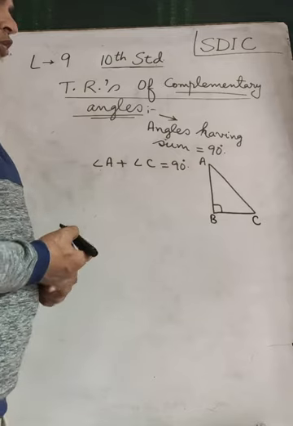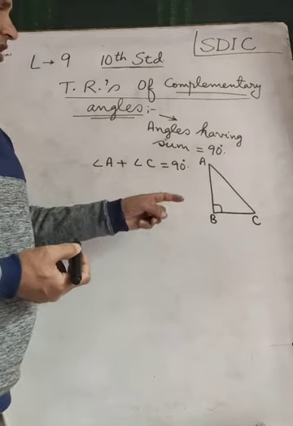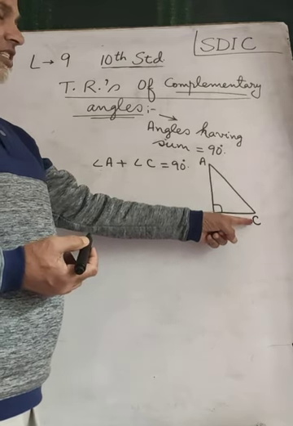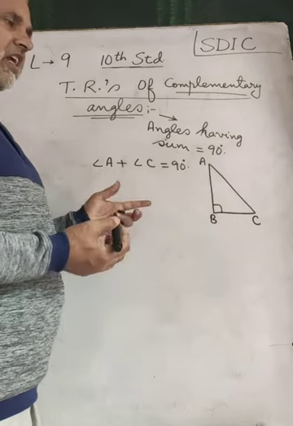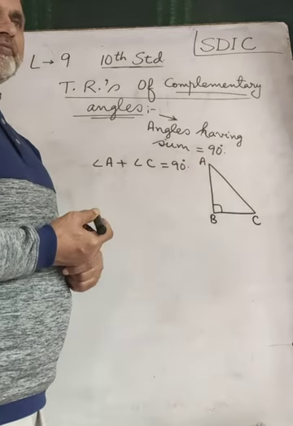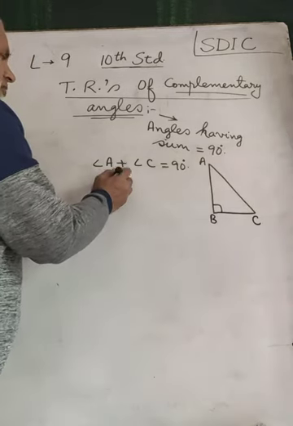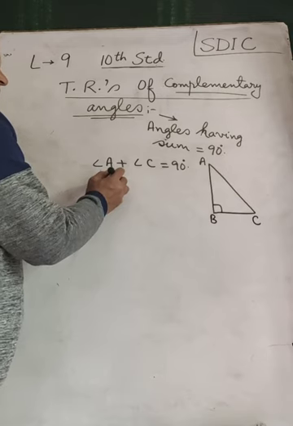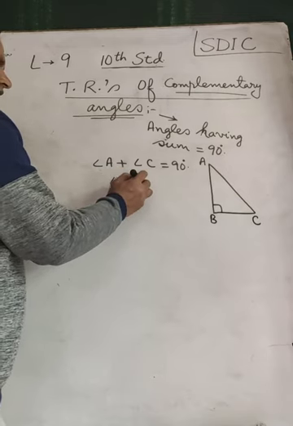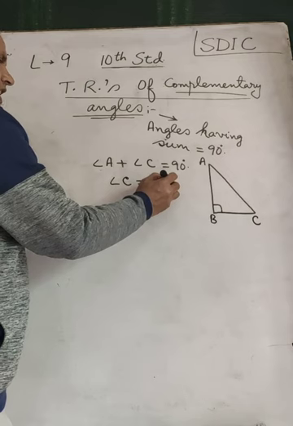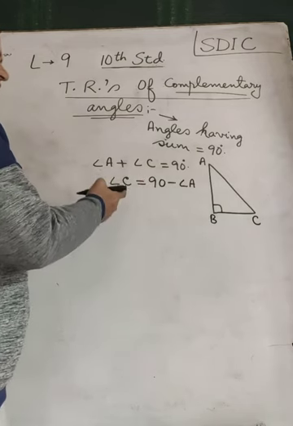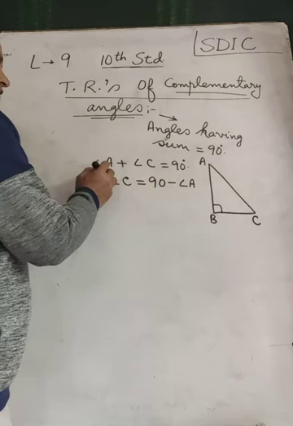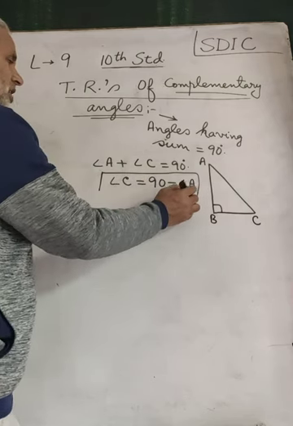So what will we do in this topic? We will find trigonometric ratios of both angle C as well as angle A, which are complementary, and then relate those with each other. We can from this get angle C is equal to 90 minus angle A. By transposing angle A to the other side, we got that minus sign. So we have angle C equal to 90 minus angle A.